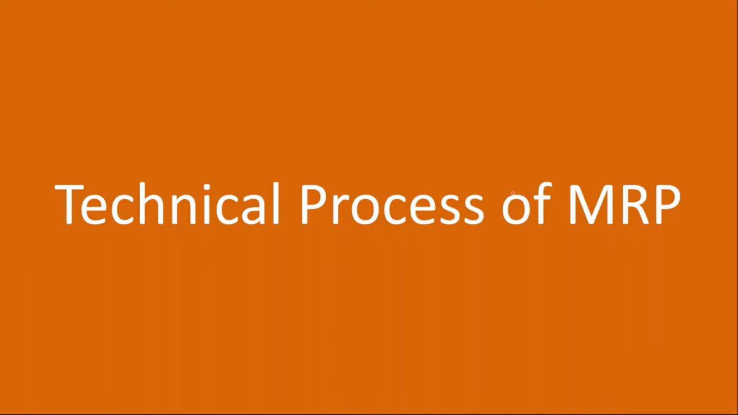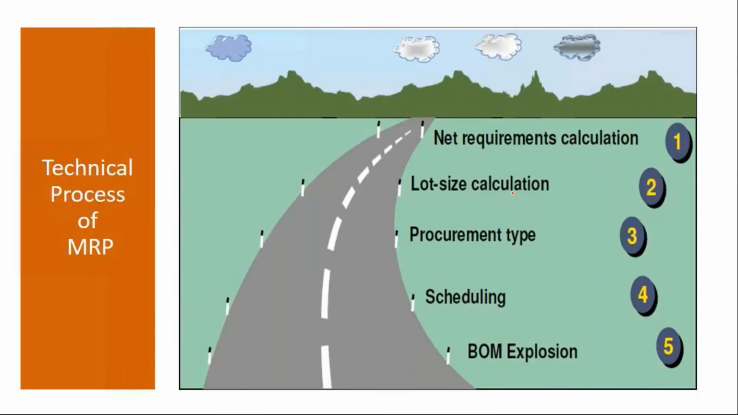Now the next one we'll discuss is the technical process of MRP. Normally when you run MRP, the system in the background will do these activities. First is net requirement calculation. Second is lot size calculation. Next, it determines the procurement type. Next is scheduling, and the next one is BOM explosion. These activities will happen in the background in a sequential manner. I'll explain all these things one by one.